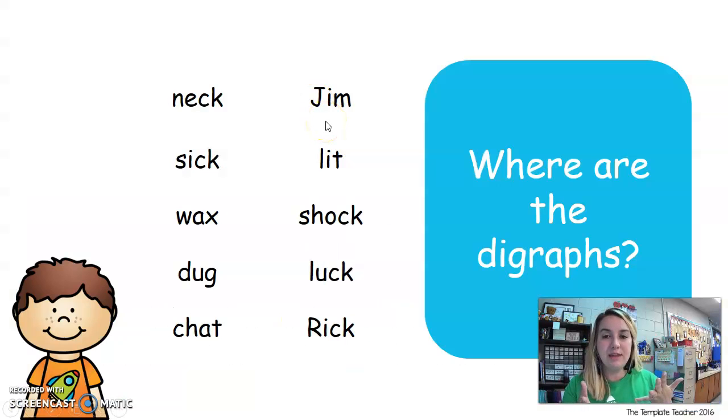So I want you to look at this. I'm going to read some words to you, and you're going to give a thumbs up if it has a digraph in it, a thumbs down if it doesn't. Let's look at this word. If that word has a digraph, give me a thumbs up. Your thumb should be up. My digraph is right there at the end of CK. All right, going across.